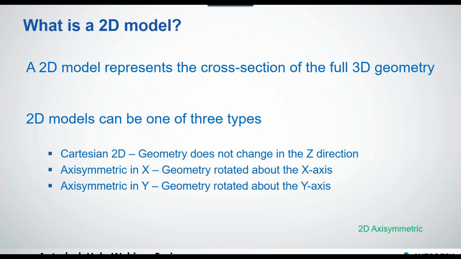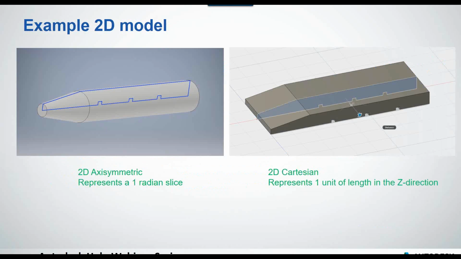And 2D models can be one of the three following types. Either a Cartesian 2D, where the 3D geometry that you are representing does not change in the Z direction. And when I say geometry, also the boundary conditions, the inlet, the outlet, all of those don't change in the Z direction, not just the geometry. Or it could be an axisymmetric in X, where the geometry is rotated about the X-axis, or axisymmetric in Y, where the geometry is rotated about the Y-axis. The next slide here is going to show an example of what I'm talking about.